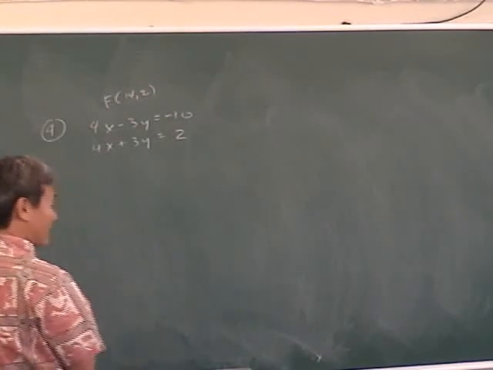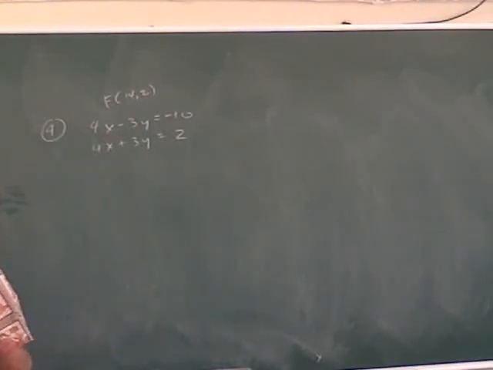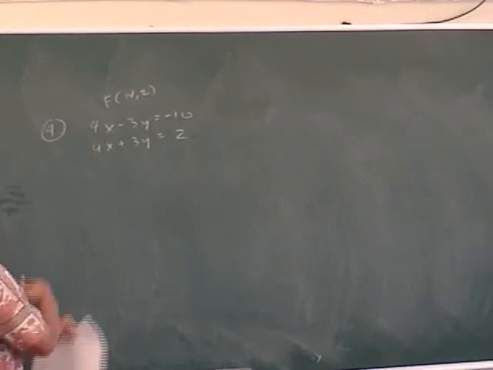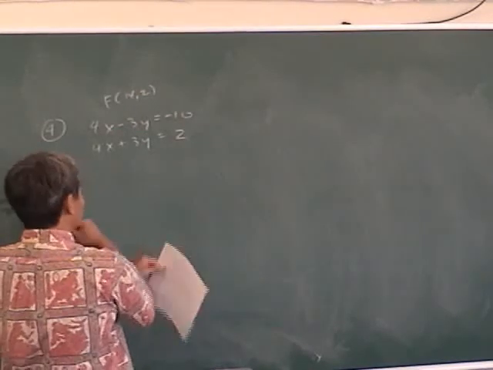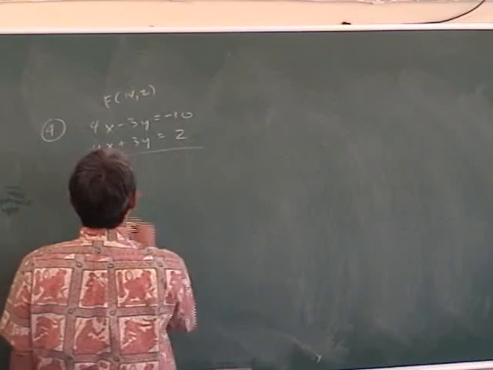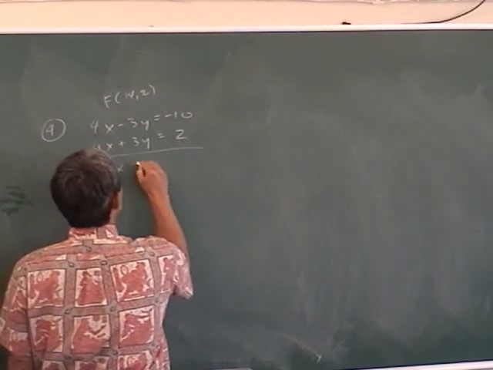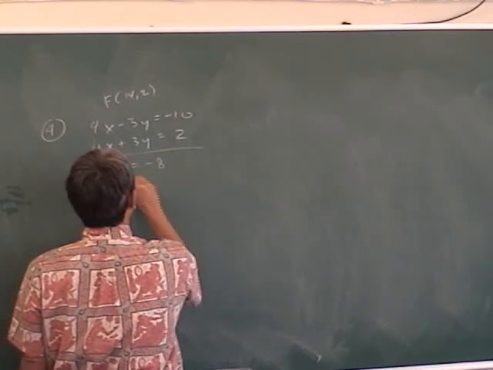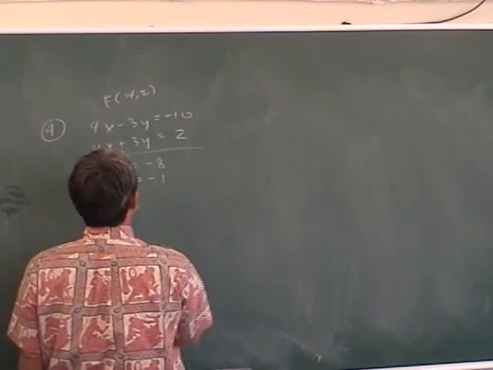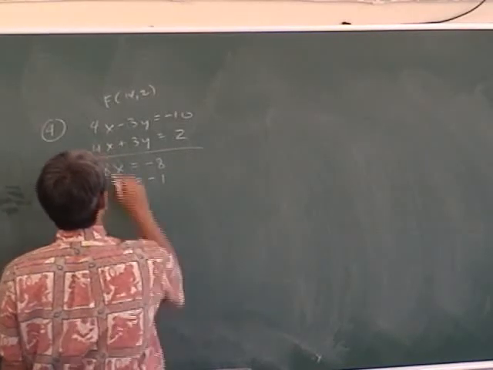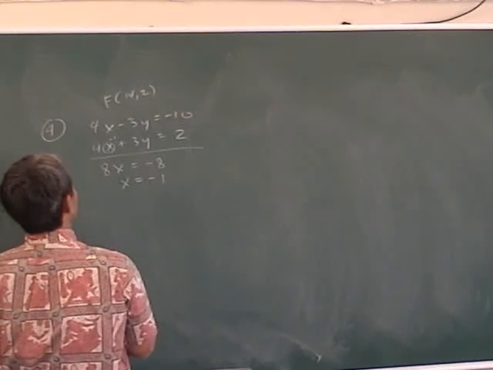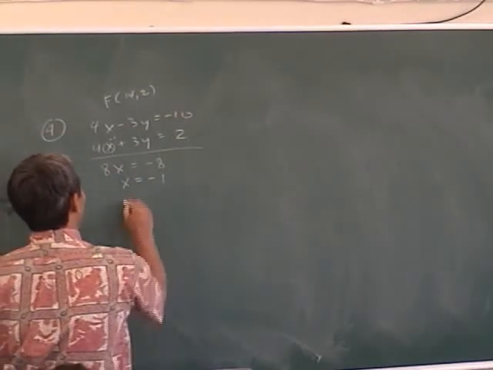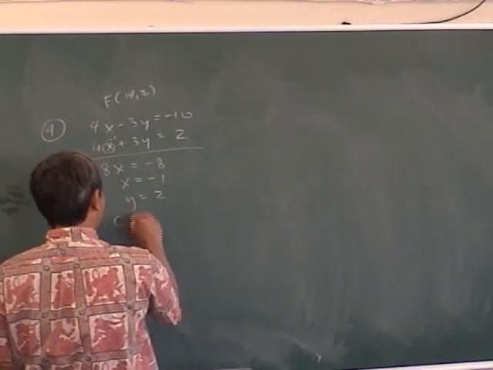How can I figure out the center of this hyperbola? It's where the two asymptotes intersect. So if you just add the equations, you get 8x equals -8, so x equals -1. Plug that in, and you get 3y equals 6, y equals 2. You figure out the center.